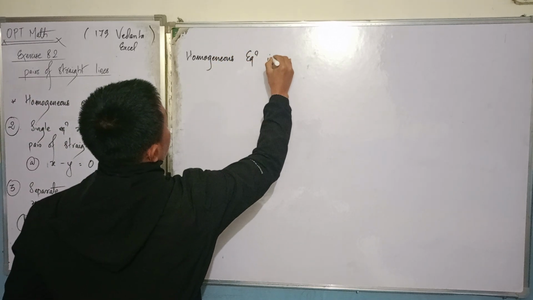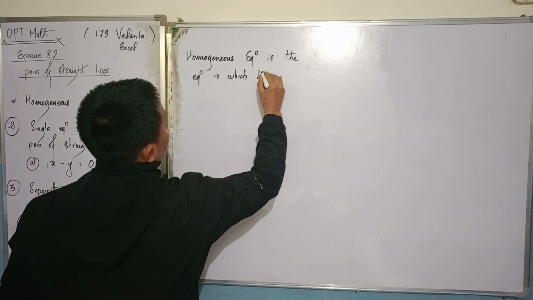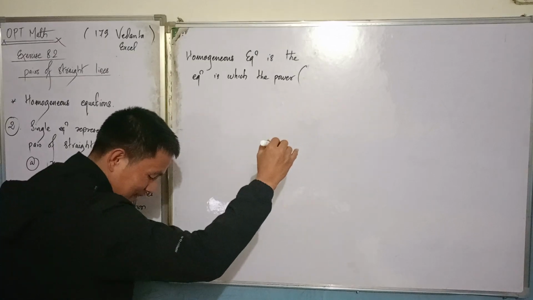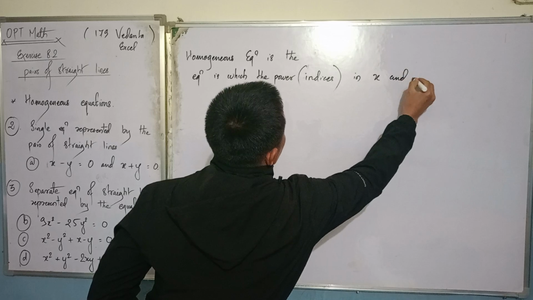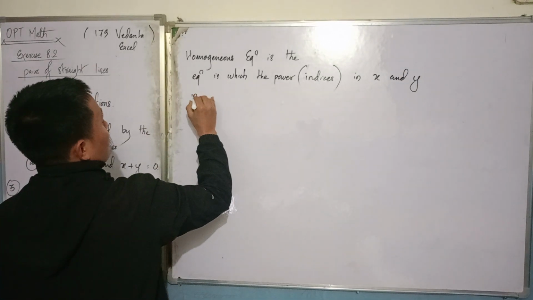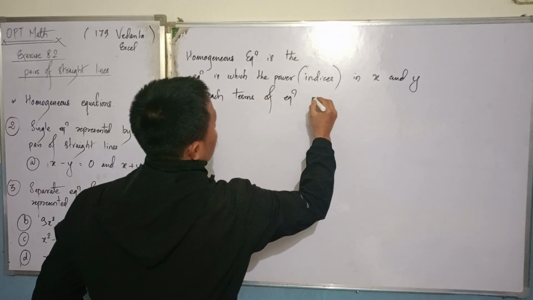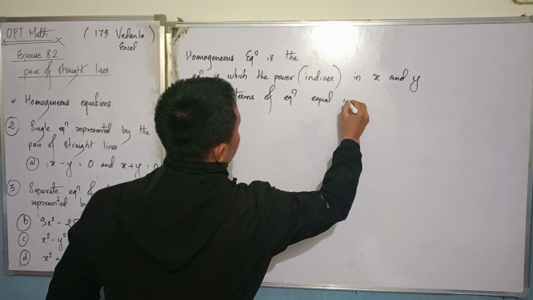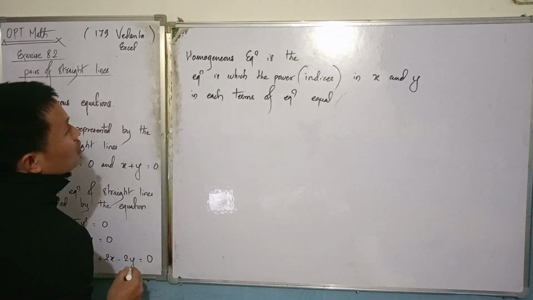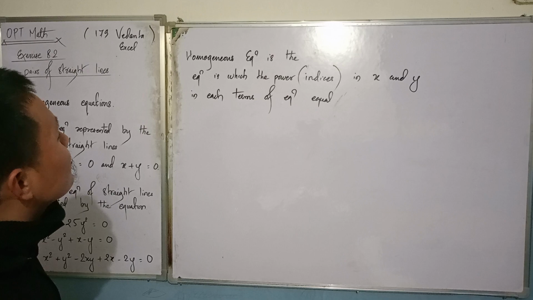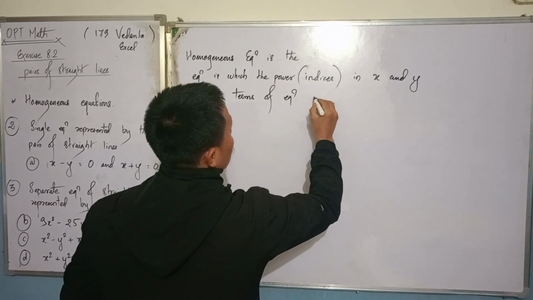A homogeneous equation is the equation in which the powers or indices in x and y in its terms of the equation are equal.